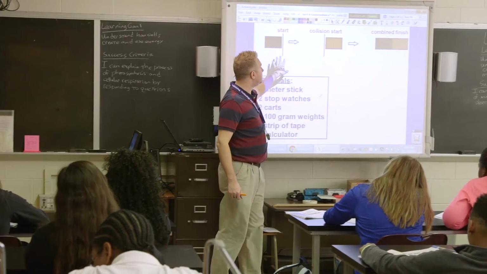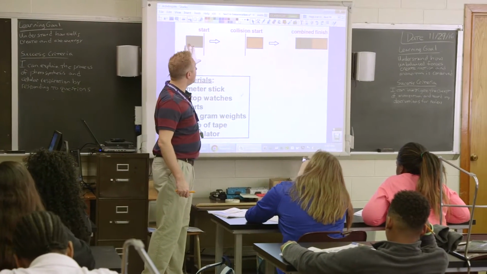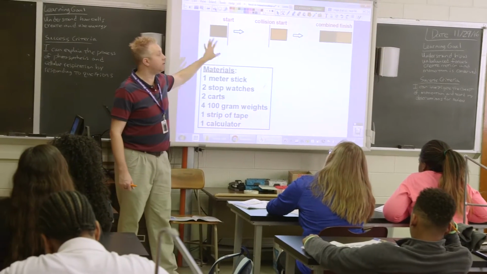You're going to need to have a distance measured between this cart moving and the collision so that you can find the velocity of that cart.